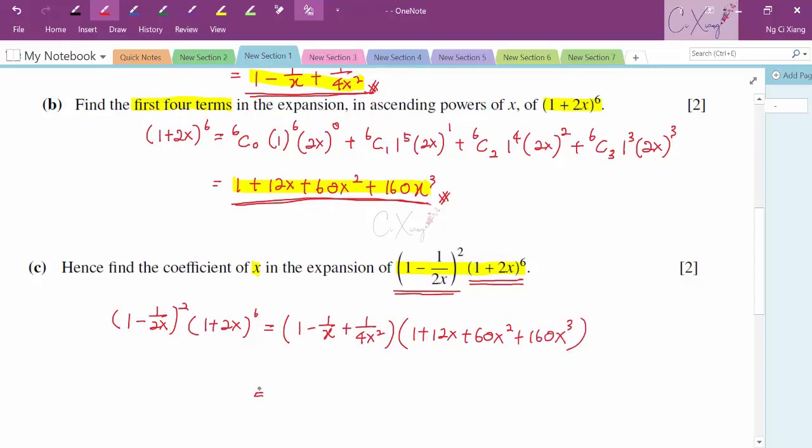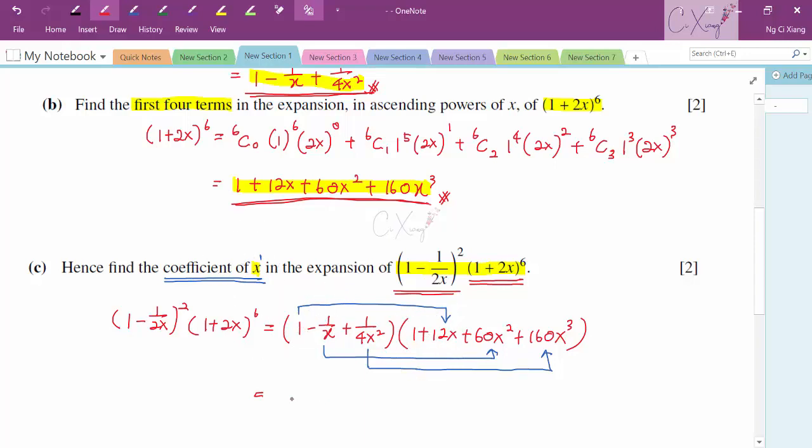Now, to get what the question wants, they are asking for the coefficient of x. Coefficient of x means that the x is with power 1. For the first term of the first bracket, we need to multiply with something with x in the second bracket to get a term with x to the power 1. For the second term, you have to multiply it with 60x squared. For the third term in the first bracket, you need to multiply it with x to the power 3, so that you get something with x to the power 1 after you multiply them. I will just focus on getting the terms with x to the power 1.